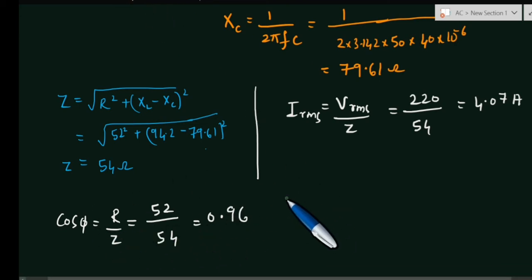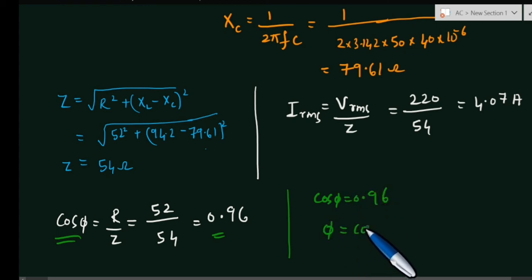And next they are asking what is the value of phase difference. So now we just got cos phi is equal to 0.96. Then if you calculate phi value, phi is equal to cos inverse 0.96, and this is equal to 15 degree 55 minutes, and this is the value of phi, phase difference between voltage and current. Okay, next question.